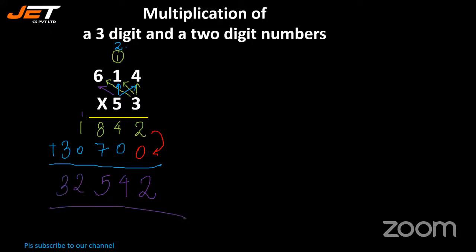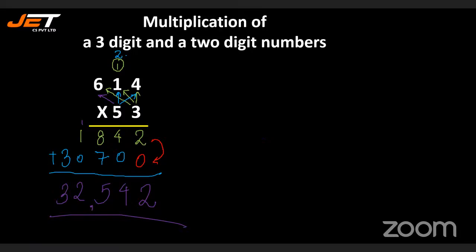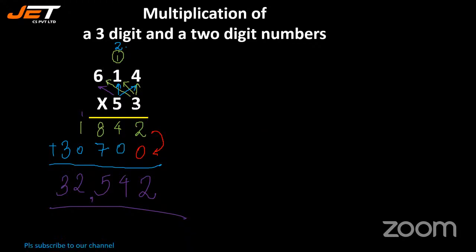So the answer that we have got is 32,542. Easy peasy? Yeah? Okay. Now let's move on to the next question, children. It's simple. First, you have to multiply the first number with all the numbers. Next, you have to go to the next line and then multiply the second number with the other numbers. But make sure when you enter the next line, you have to put a 0.